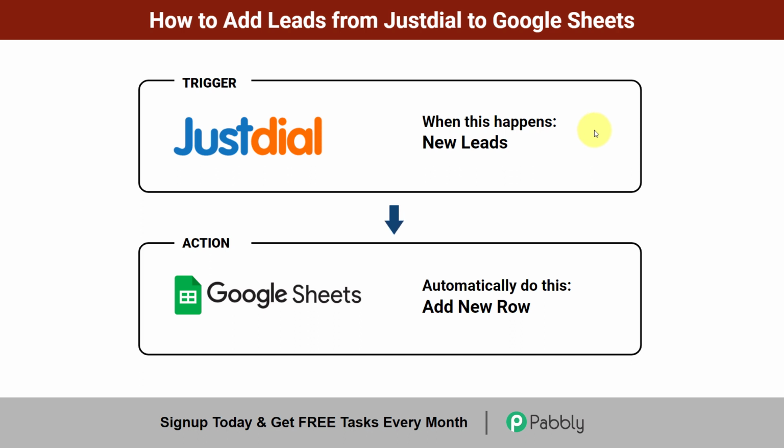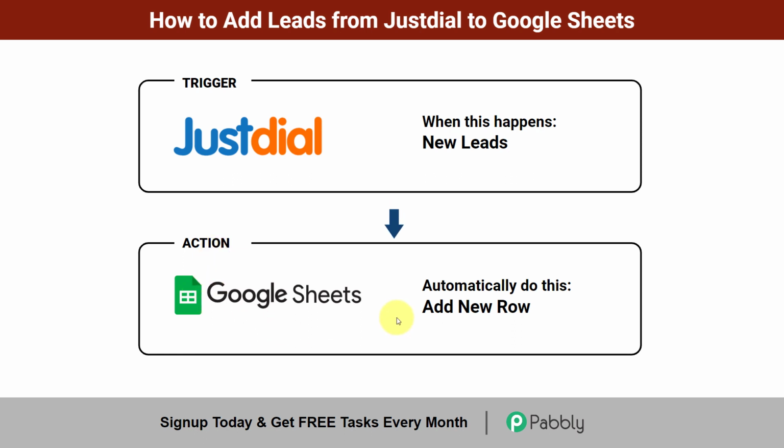In this video, we are going to understand how to add leads from Justdial to Google Sheets. So here my objective is that every time a new lead is received through Justdial, then automatically the details of that lead should be added in my spreadsheet as a new row. Now to do this, we'll have to integrate the two applications, and the same thing can be done using Pabbly Connect. So here my trigger will be Justdial and my action application will be Google Sheets.